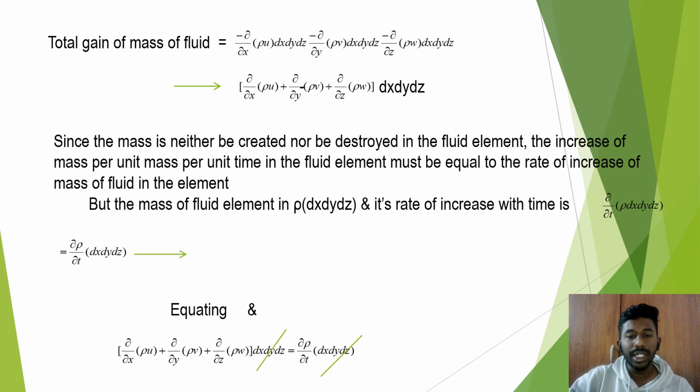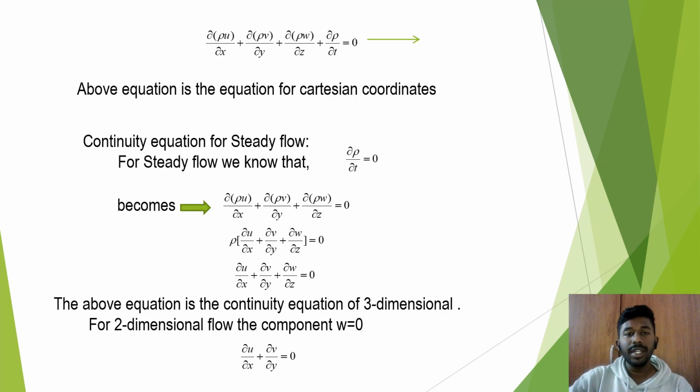Now equating both equations we get del by del x of rho u plus del by del y of rho v plus del by del z of rho w into dx dy dz, which is equal to del rho by del t into dx dy dz. Now on cancelling dx dy dz on both sides, after simplification of the above equation, we get del by del x of rho u plus del by del y of rho v plus del by del z of rho w plus del rho by del t is equal to 0. This above equation is called the continuity equation for Cartesian coordinates.